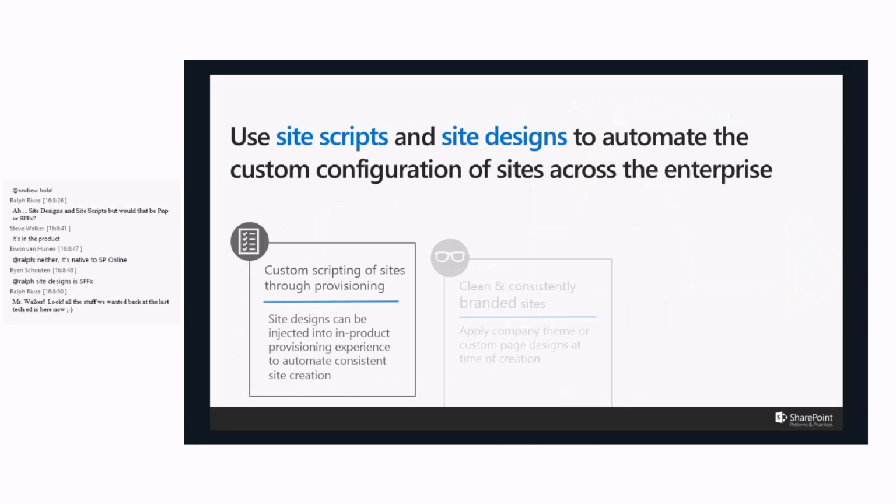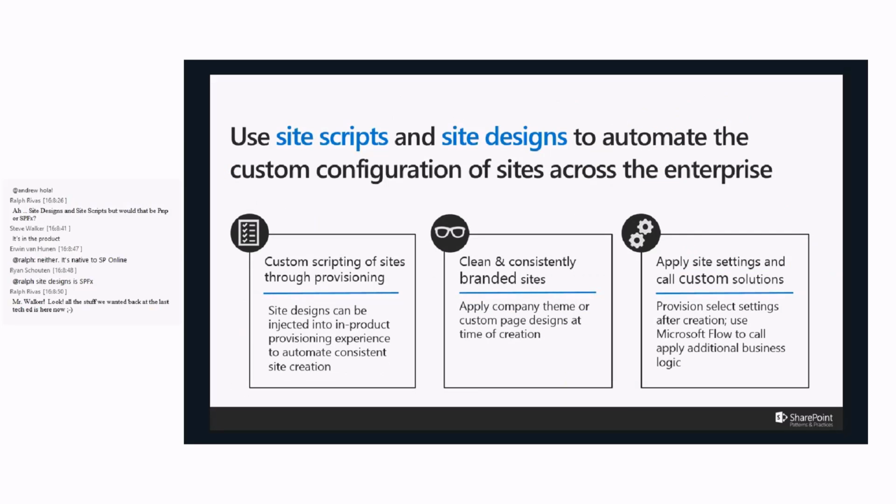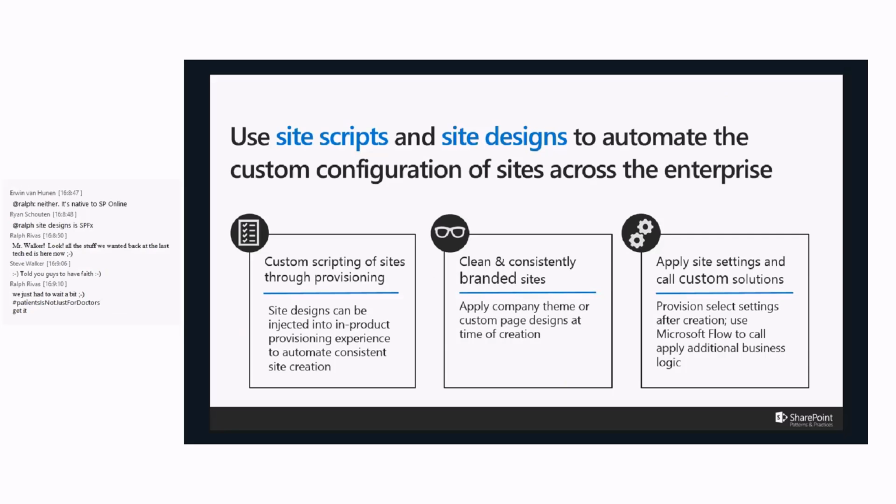So what are typical use cases? First use case is doing some basic addition of content in the site. So addition of libraries or lists, for example, which you can fully configure and define in a site script, and we'll talk about site scripts pretty soon. Second category is more around branding, applying a theme. There is an action to apply a theme to a site.